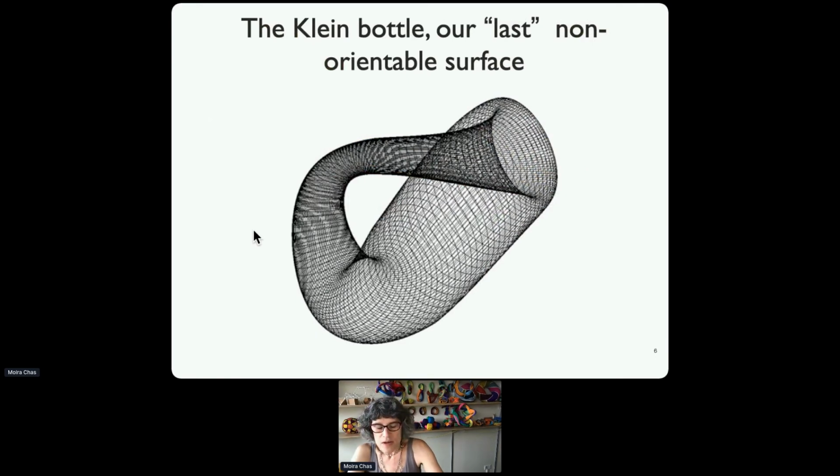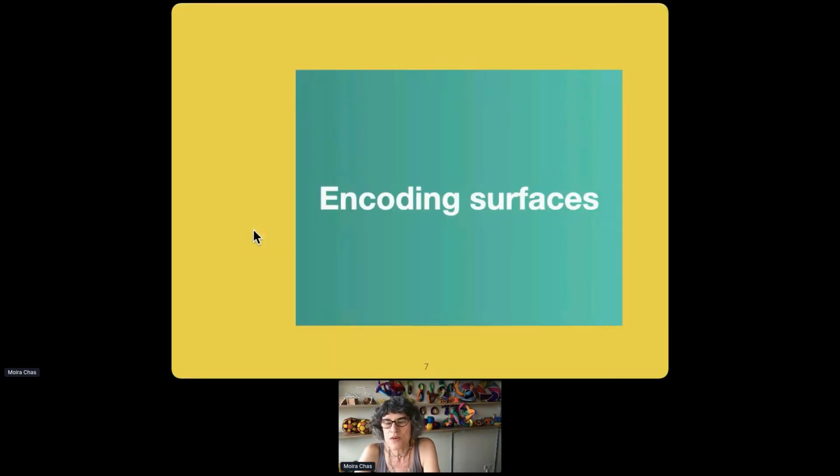And I'm going to think about orientable surfaces. This is a Klein bottle, which is non-orientable. Remember, orientable means the surface doesn't contain a Möbius band. And almost always when I say surface, I will mean orientable.